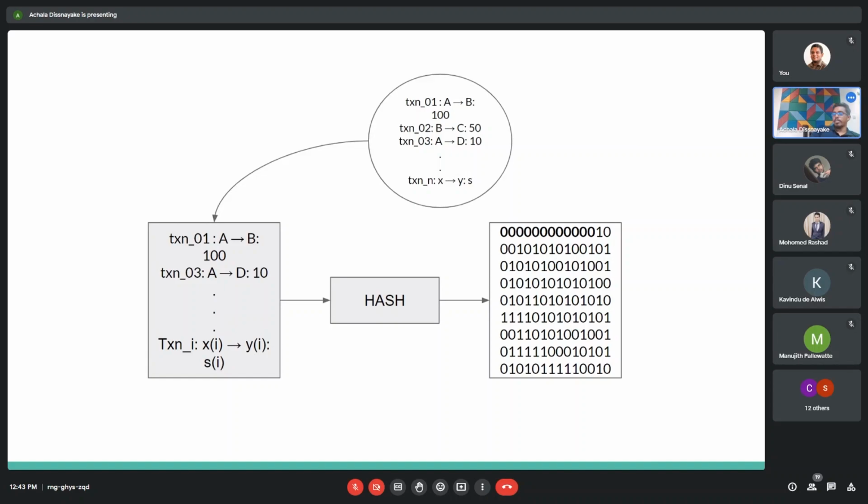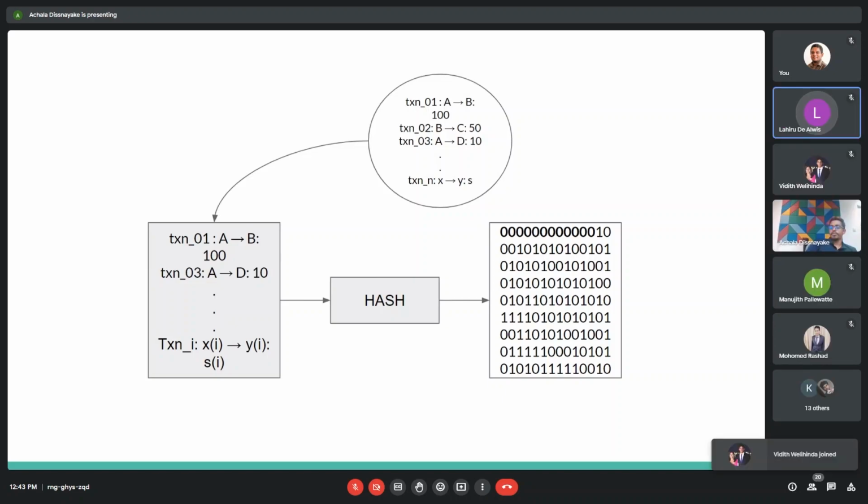You have the input. I have included transaction 1, transaction 2, transaction 3, because that's what you include in blockchains, but we'll come to that later. And if you take the hash, it will come to a fixed size data.